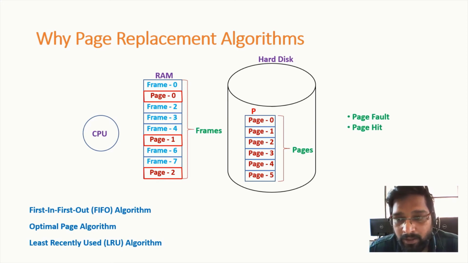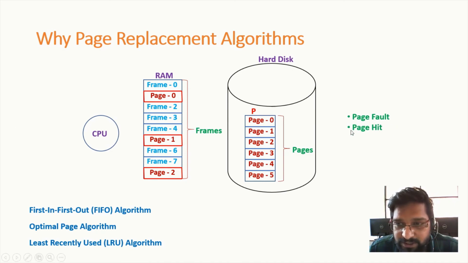Now, what is this page fault? When CPU is requesting a particular page of a process, if that page is not present inside the RAM, we call that a page fault. For example, CPU, in order to execute process P, is requesting a page number called 4, but page number 4 is not present inside the RAM. We call this a page fault, right?